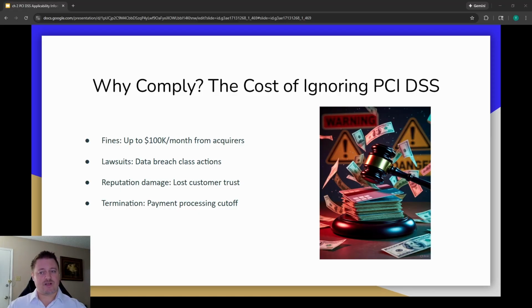Here's an example of a company back in 2013. Target had a breach that cost them $300 million. That's a lot of money to be spending on something that should have been secured and protected in the first place. Would you spend $200,000 a year to protect your credit card environment and instead find yourself paying $300 million?